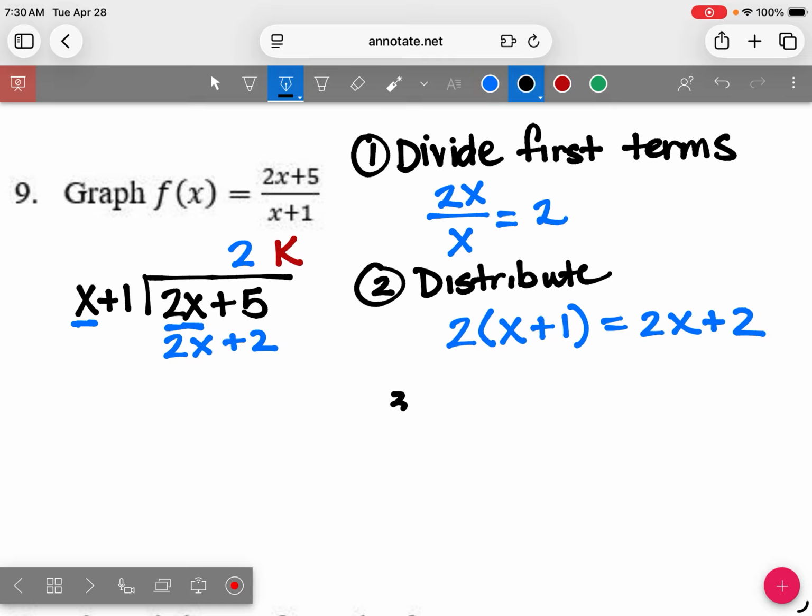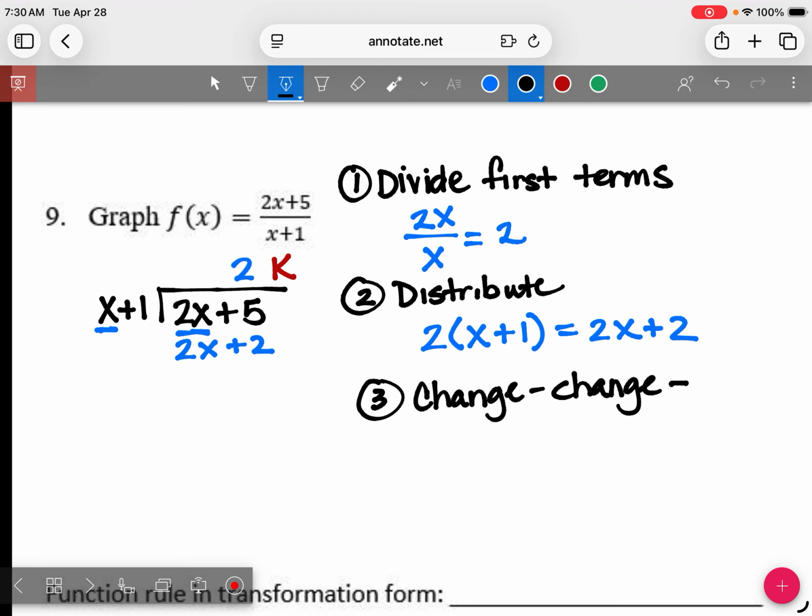And then your last and final step is to change, add. So what that means is that this 2x plus 2, I'm going to change both to a negative. When you add, you end up with a 3. And that's your A.